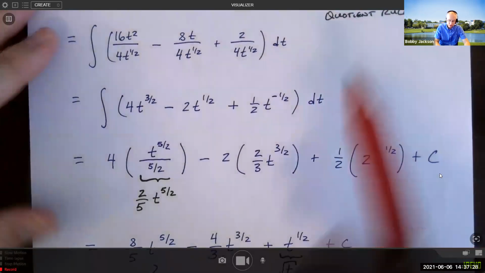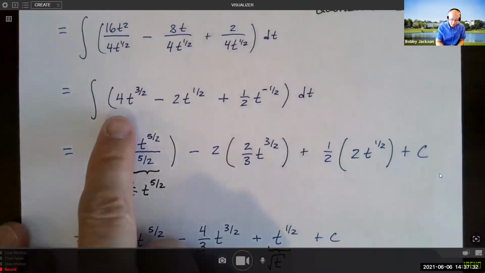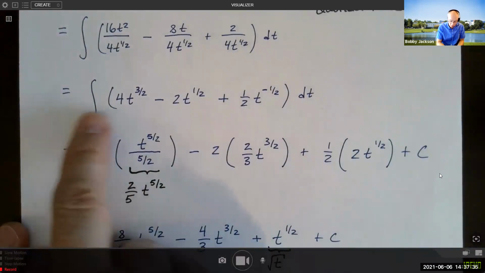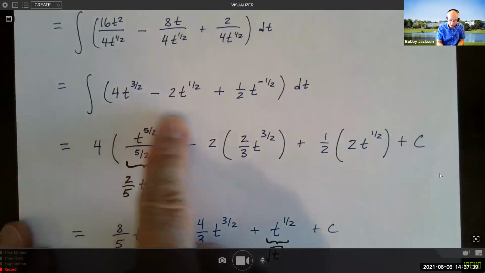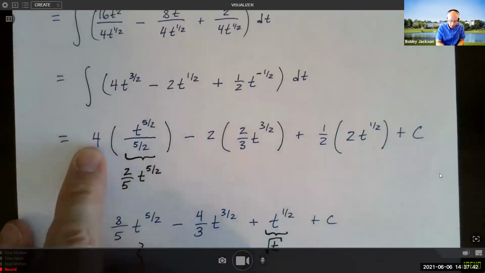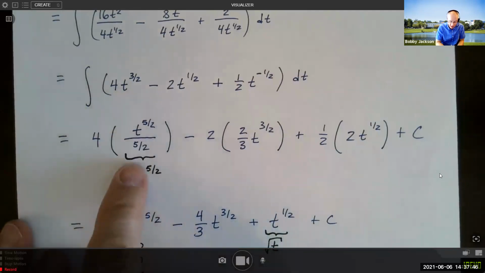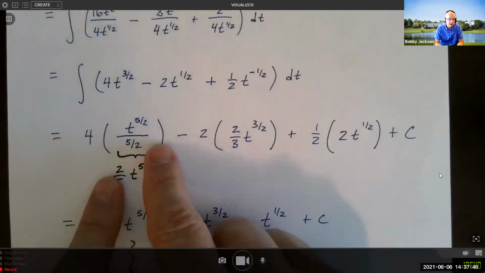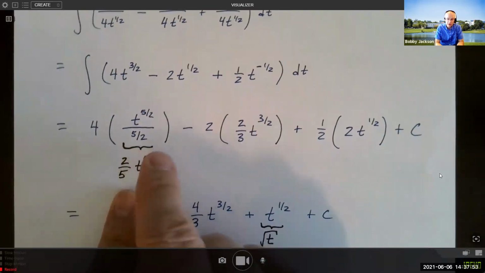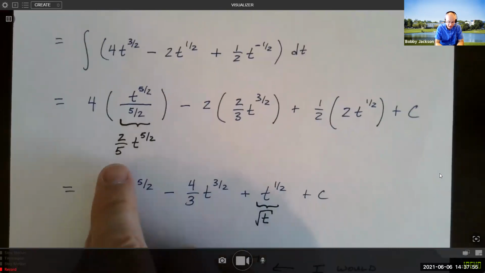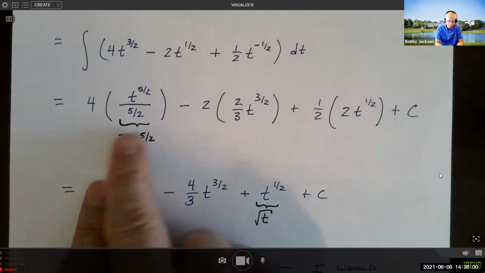And now I can use the power rule and the constant multiple rule, so to speak, and the sum and difference rules to find the antiderivative. So here we pull the 4 out. Add 1 to 3/2 gives me 5/2, divided by 5/2. Now, since dividing by a fraction is the same as multiplying by the reciprocal, dividing by 5/2 is the same as multiplying by 2/5. A lot of times I'll just go right to this form.